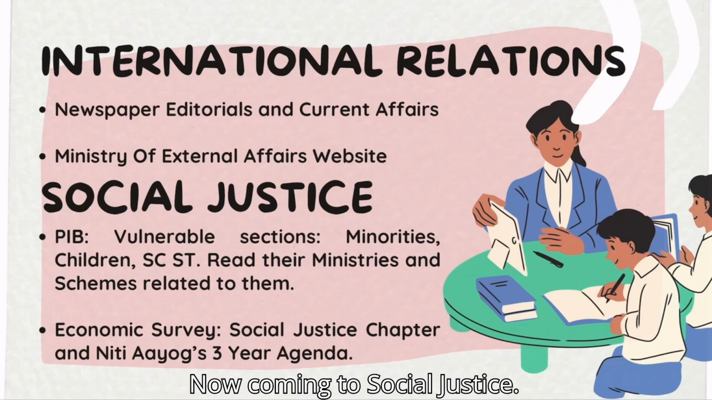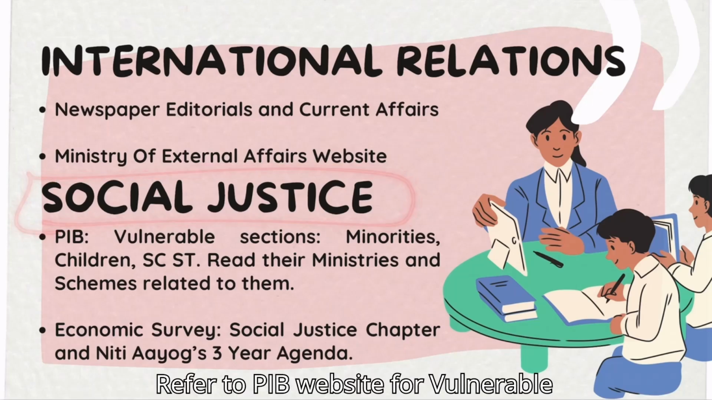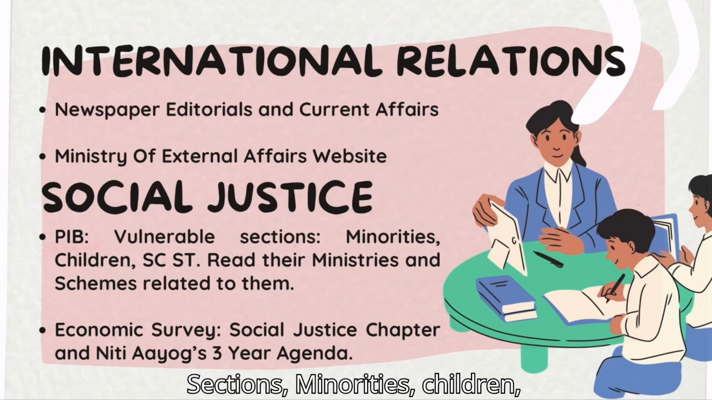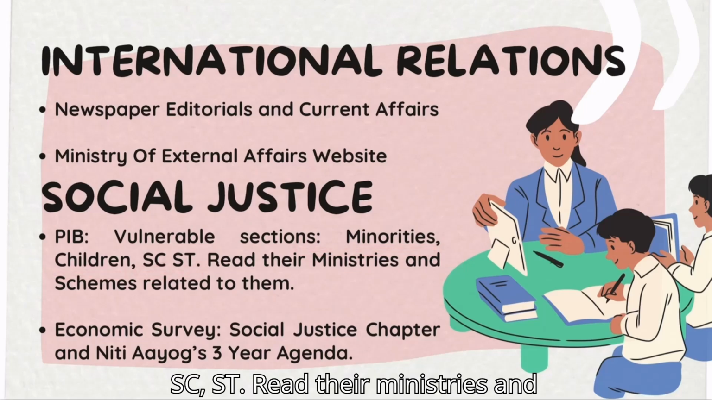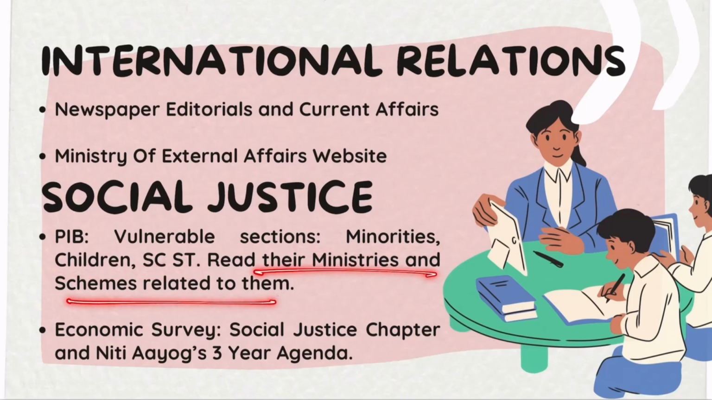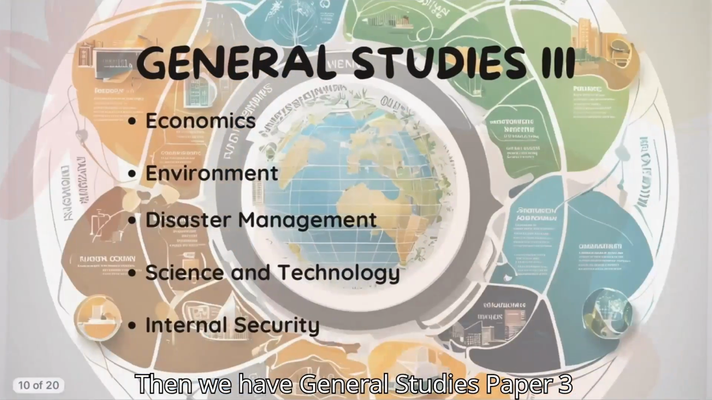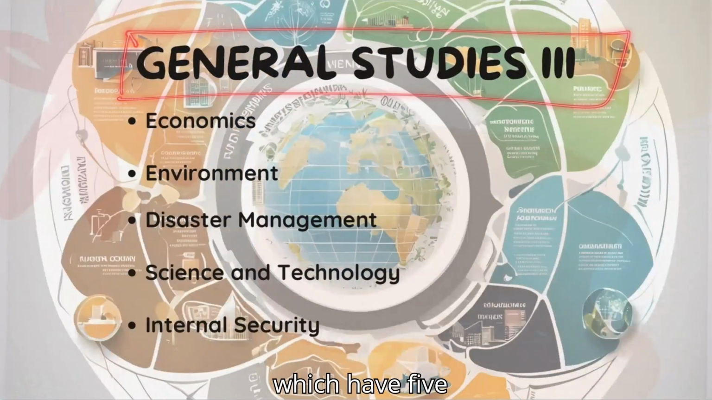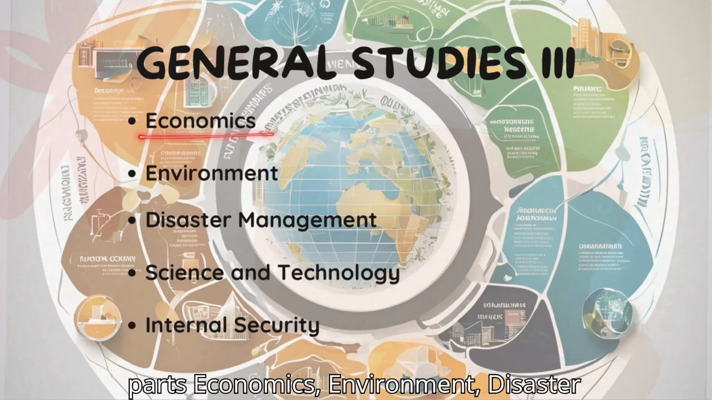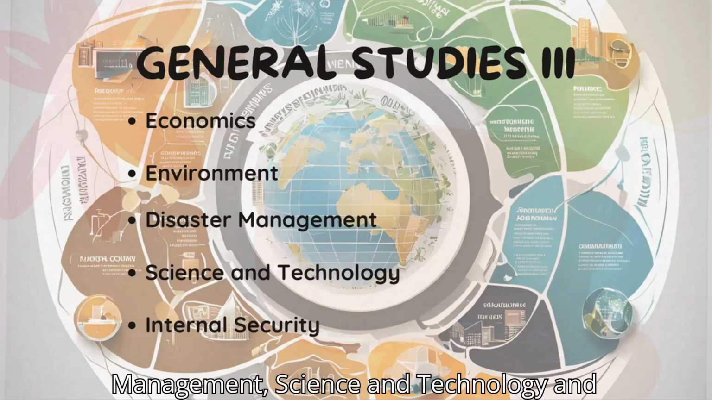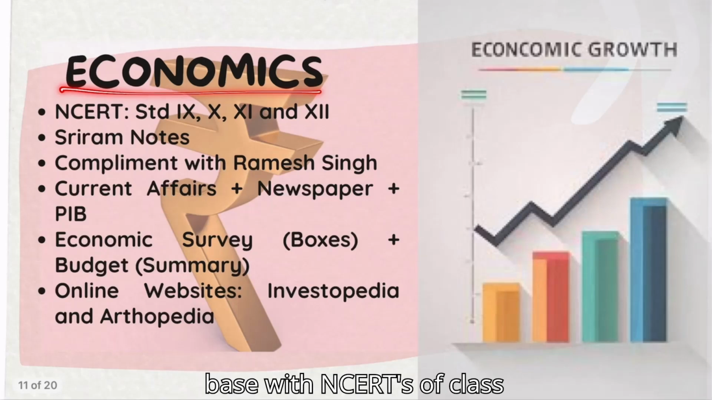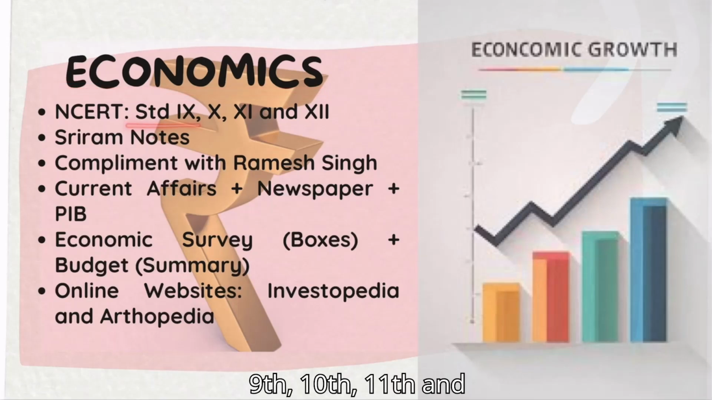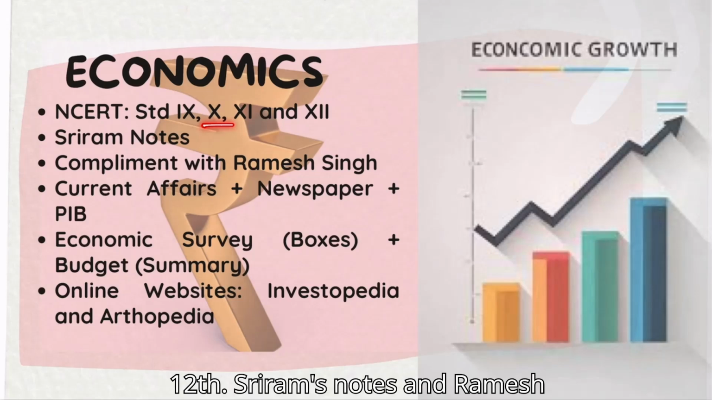Now, coming to social justice. Refer to PIB website for vulnerable sections, minorities, children, SC/STs. Read their ministries and schemes related to them. Then we have General Studies Paper 3, which have 5 parts: Economics, Environment, Disaster Management, Science and Technology, and Internal Security. Starting with Economics, build your base with NCERTs of class 9th, 10th, 11th, and 12th.